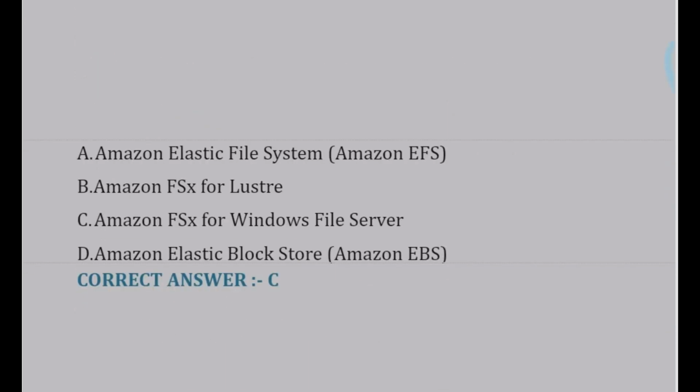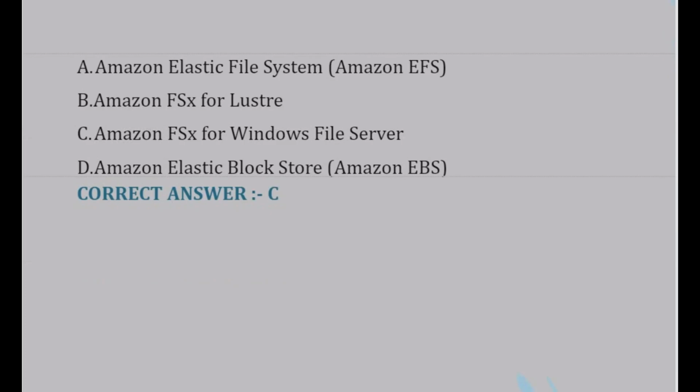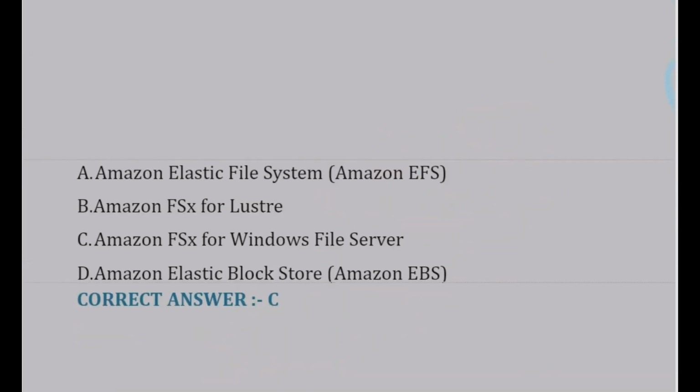Option A. Amazon Elastic File System, Amazon EFS. Option B. Amazon FSx for Lustre. Option C. Amazon FSx for Windows File Server. Option D. Amazon Elastic Block Store, Amazon EBS. Correct answer is option C.